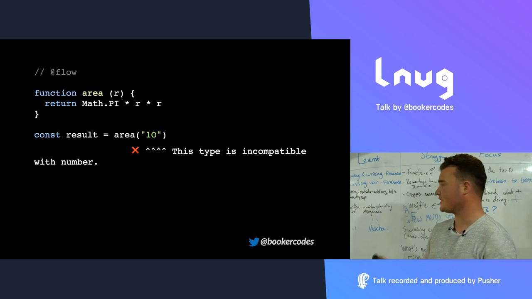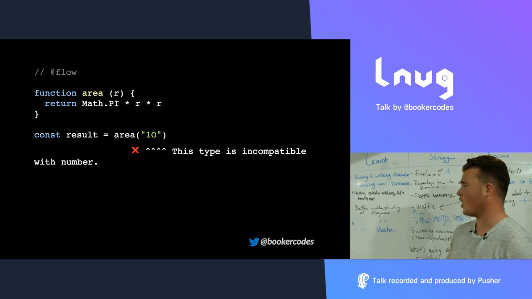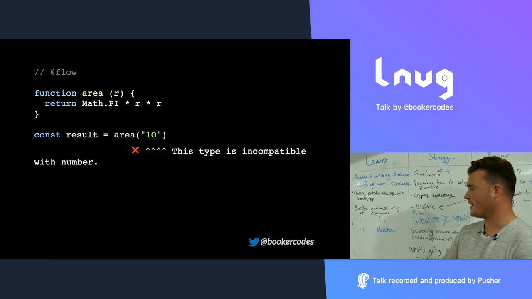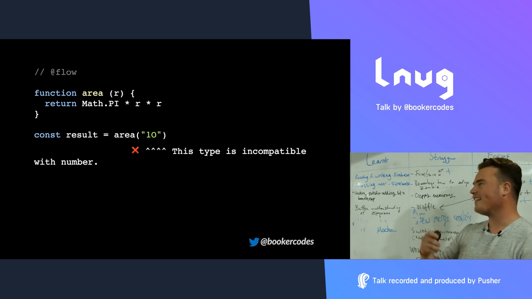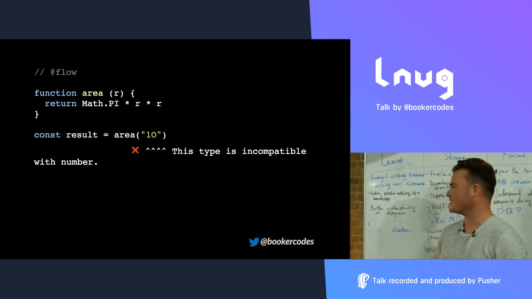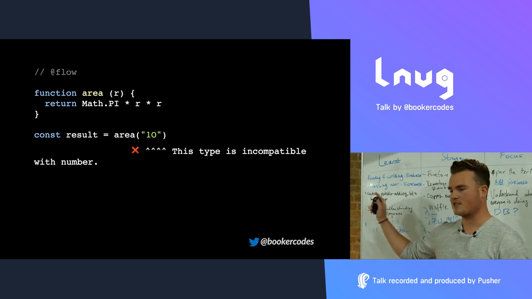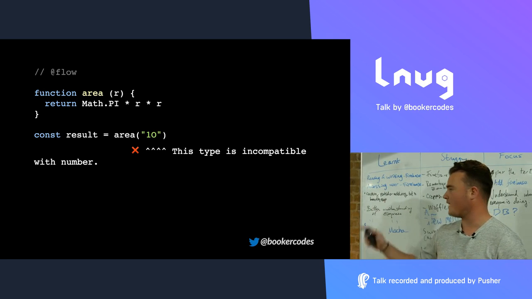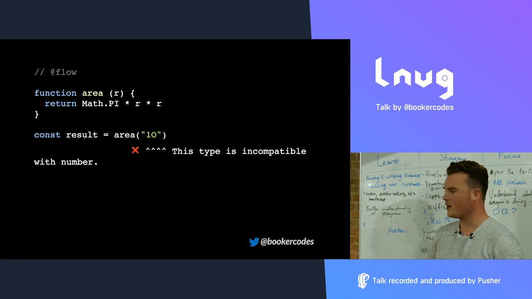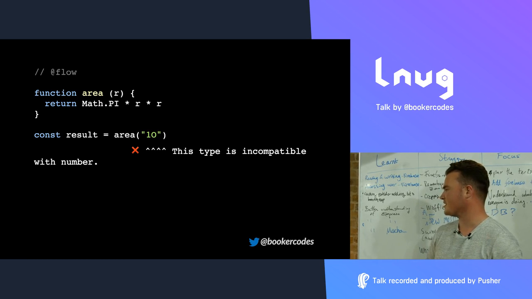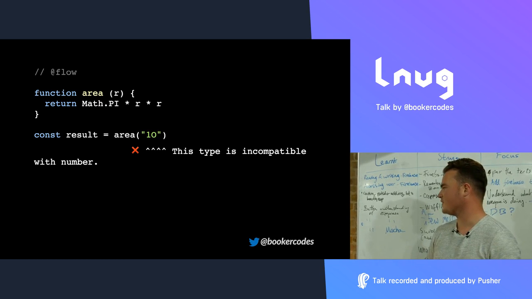Now, the way Flow knows this with us only simply adding that Flow header comment is because it analyzes the code and builds up context about it. So in this case, Flow knows that Math.PI is a constant and that it's a number, and that it makes no sense to multiply a string with a number. Although some people might say it does make sense in JavaScript, it's generally not advised that you do so.